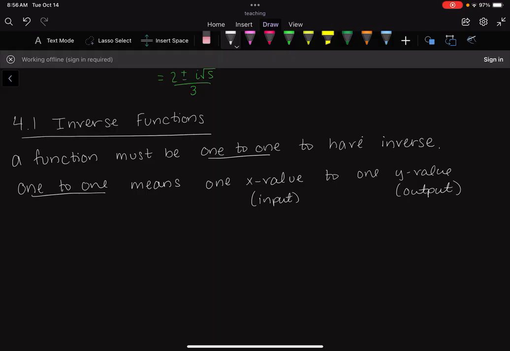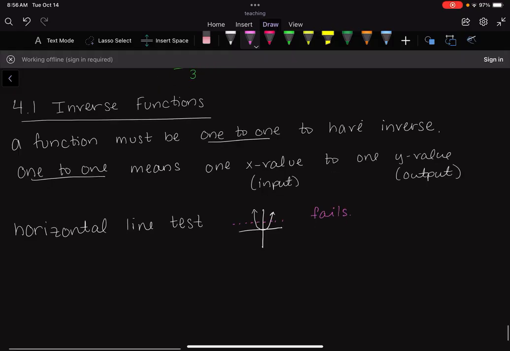So for instance, a parabola is not a one-to-one function. We can also see one-to-one by doing the horizontal line test. So if we think about a parabola, that is not one-to-one. If we hold up a horizontal line to it, see how we touch more than one point at a time? That means it fails the horizontal line test. So this is not one-to-one, which means we cannot take the inverse.